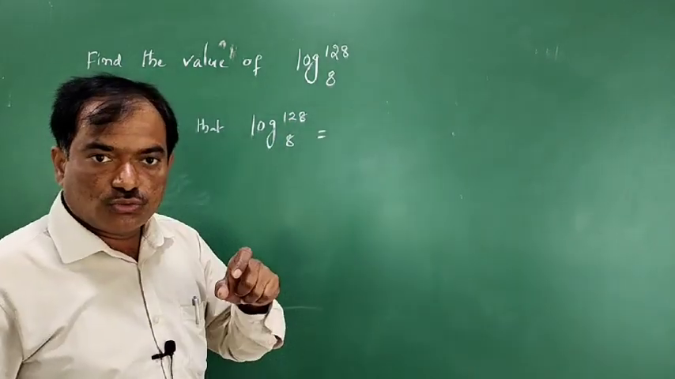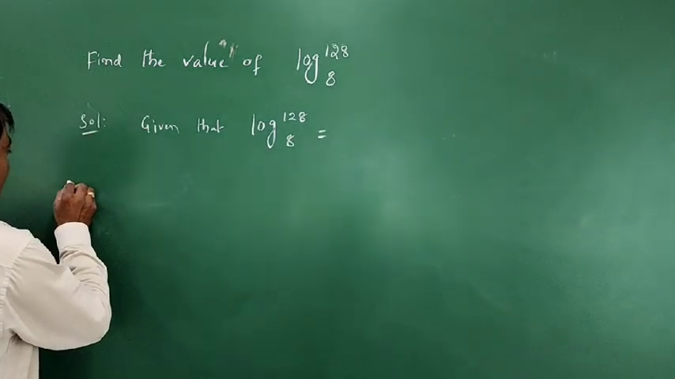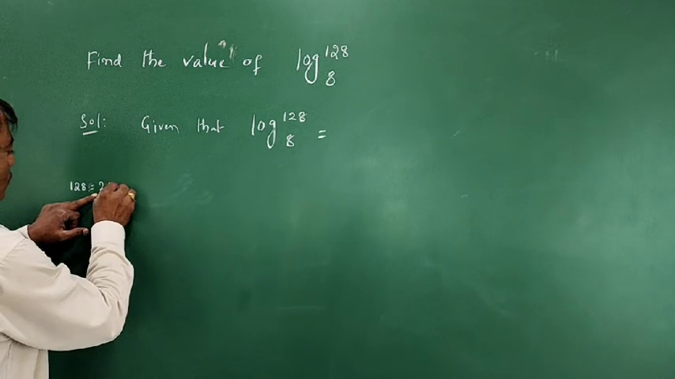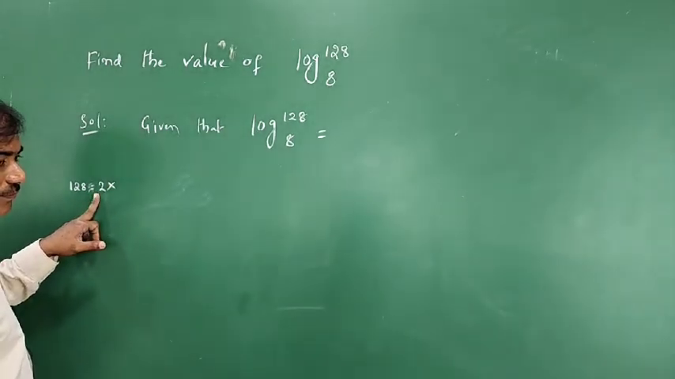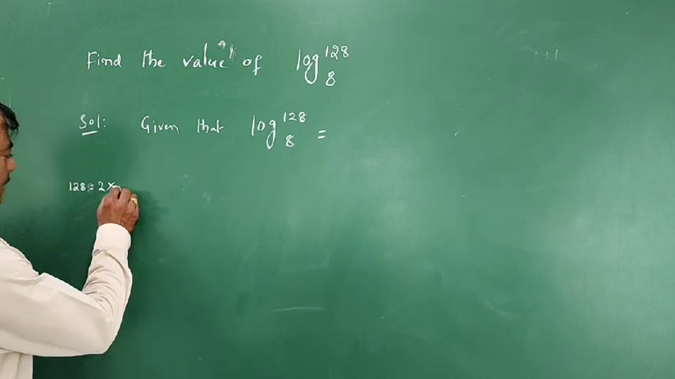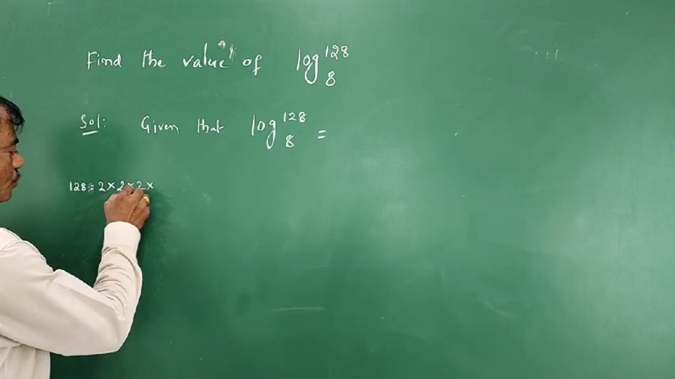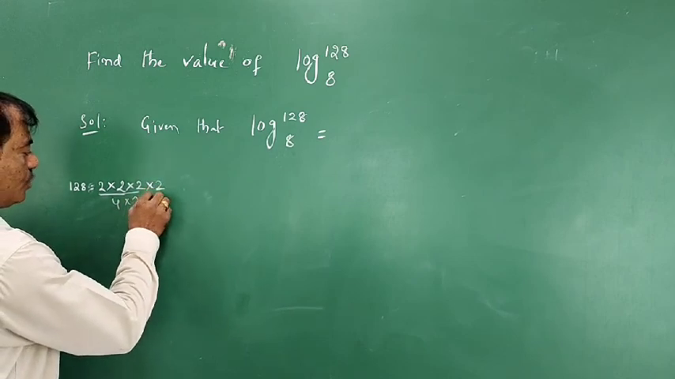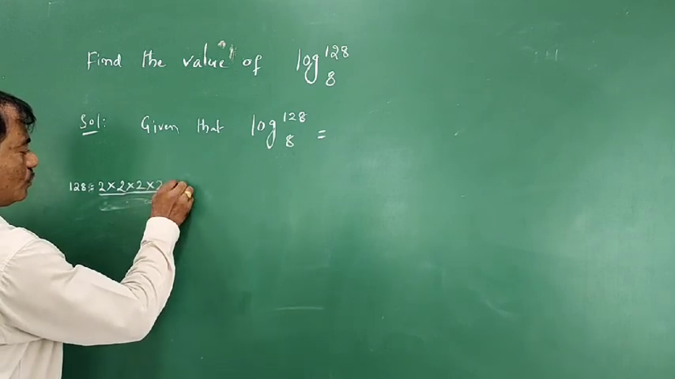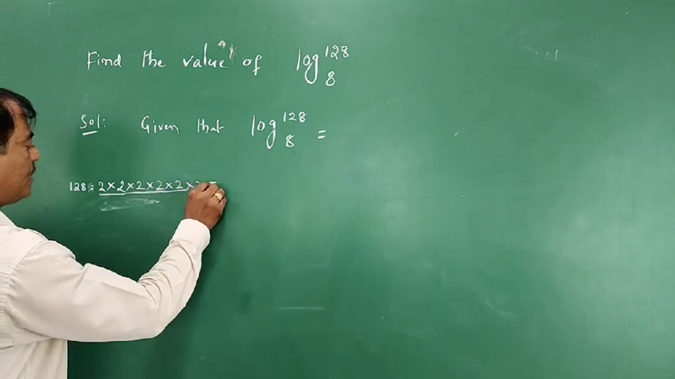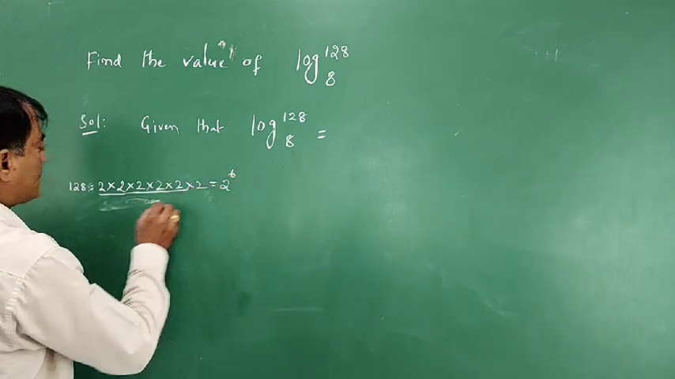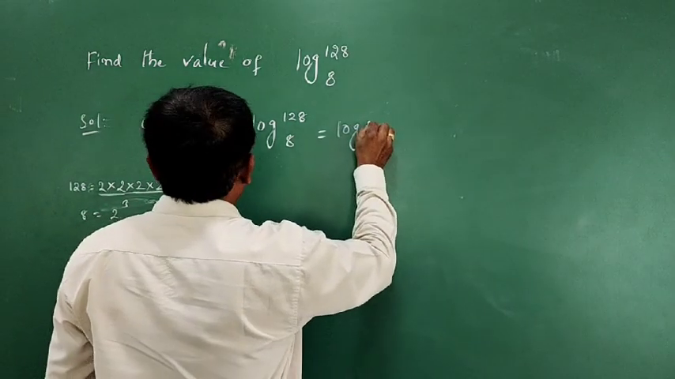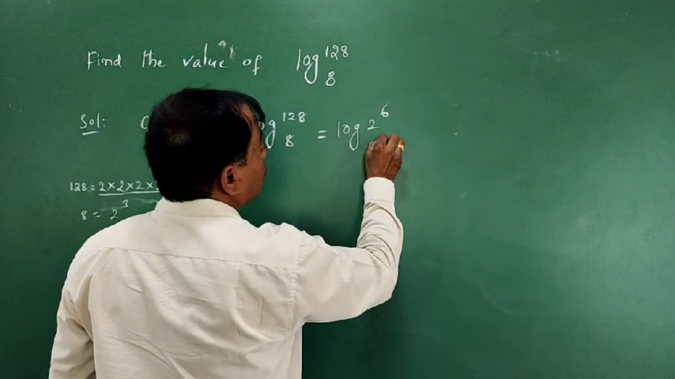So therefore we have to write this 128 as 2 into 2 into 2. 2 2s are 4, then 8, 16, 32, 64, 128. So this is 2 to the power of 6. 8 can be written as 2 to the power of 3. So therefore it can be expressed as 2 to the power of 6, 2 to the power of 3.